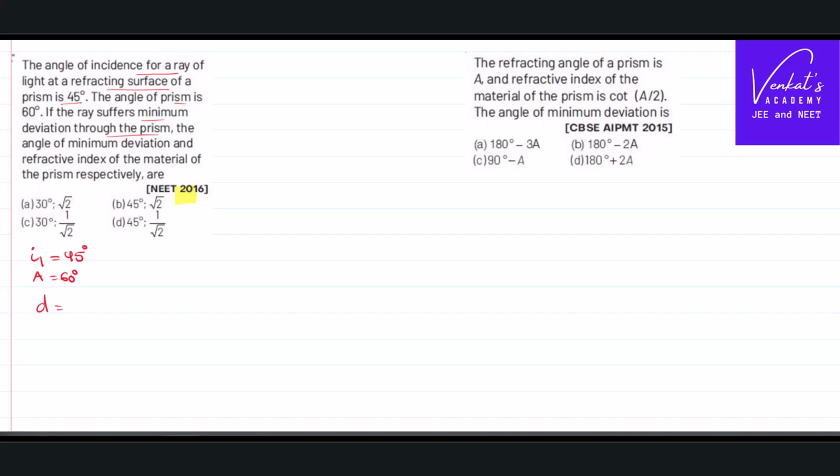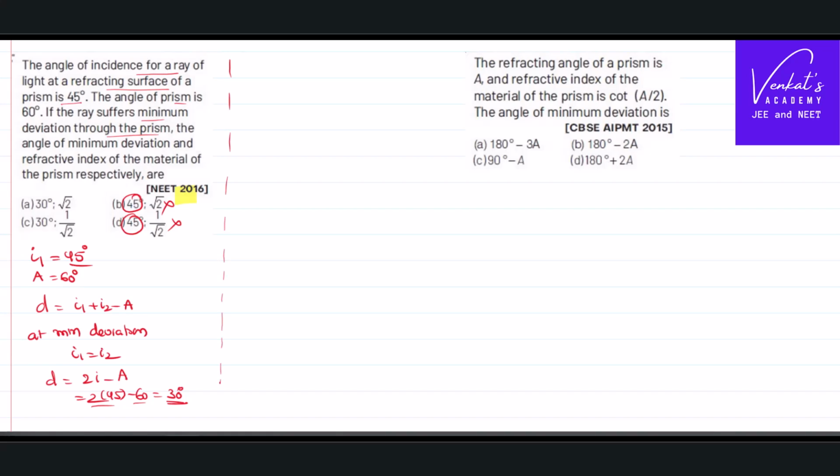We know the deviation of the prism is I1 plus I2 minus A. At minimum deviation, I1 equals I2. That implies deviation becomes 2I minus A. I is given as 45, A is given as 60. That is 90 minus 60, 30 degrees. So the angle of minimum deviation is 30 degrees. In both these cases it was given as 45, therefore these options are definitely wrong. I can eliminate those two options based on this data.